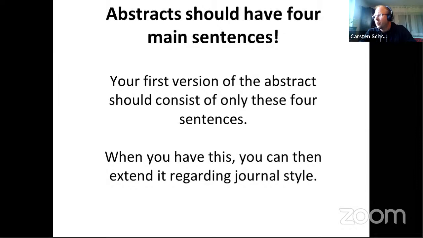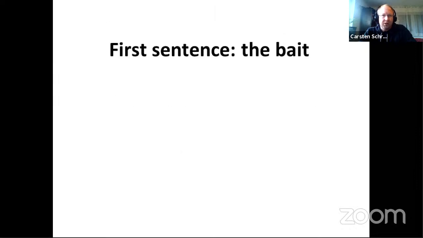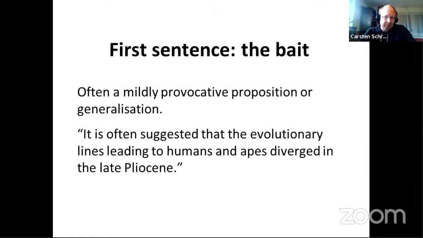It's normally something between either 200, 250 or 300 words, depending on the journal. So the first sentence is the debate, often a provocative proposition or generalization, like: it is often suggested that the evolutionary lines leading to humans and apes diverged in the late Pliocene. So this is a general statement. When you're interested in human evolution, you will think, okay, that's an interesting study.